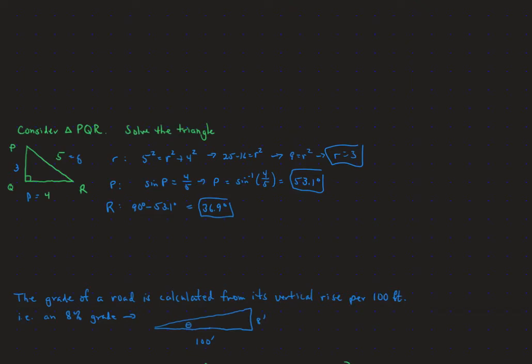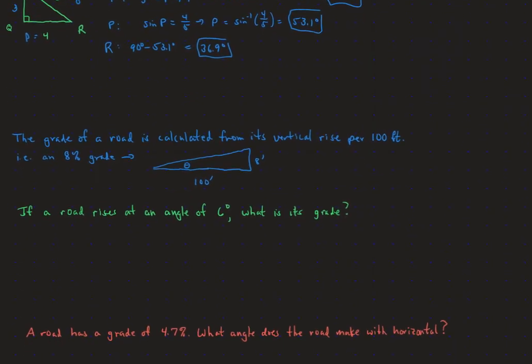Okay, let's slide up here. So the grade of a road is calculated from its vertical rise per 100 feet. So for example, an 8% grade means that as you travel 100 feet horizontally, you're going to rise 8 feet vertically. So using that idea, if we know the road rises at an angle of 6 degrees, what will its grade be? So we're looking for a percent here.